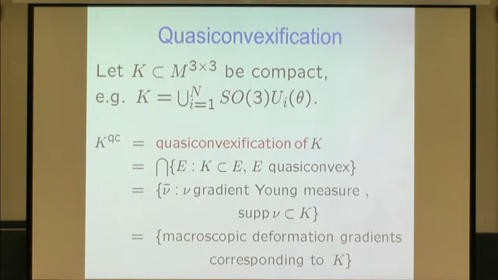So alternatively, you can take the centers of masses of all homogeneous gradient Young measures, that's gradient Young measures that don't depend on x, whose support lies in the set K. Or you can think of it as the set of macroscopic deformation gradients corresponding to microscopic deformation gradients in the set K. So in fact, this process of quasi-convexifying takes you from mesoscales to macroscales. And you go from the energy density to its quasi-convexification, and you go from sets of matrices to their quasi-convexifications.